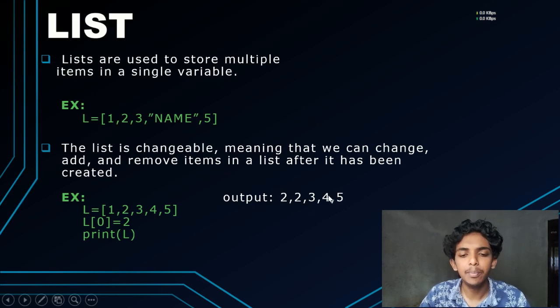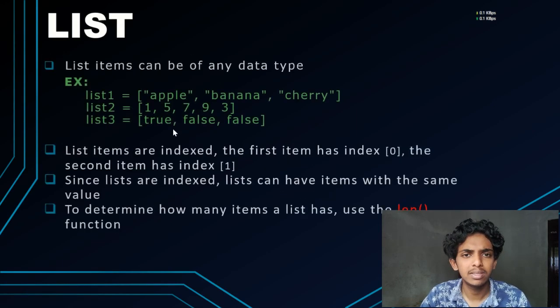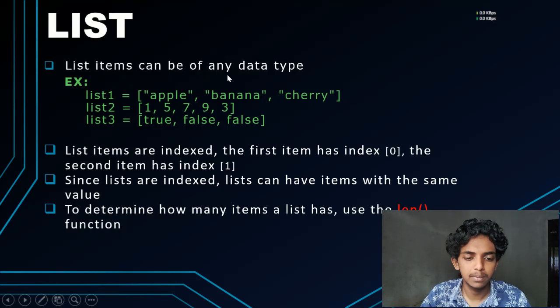So the list can be of any data type. In list 1, we can see it's strings: apple, banana and cherry. The second one is integers, and the third one is boolean values. So a list can be of any data type.